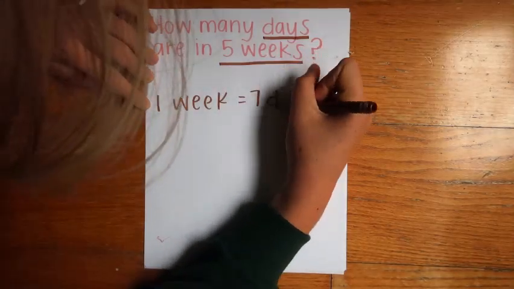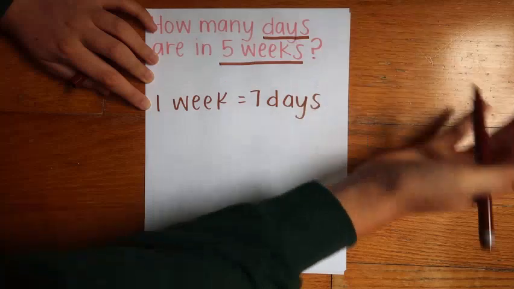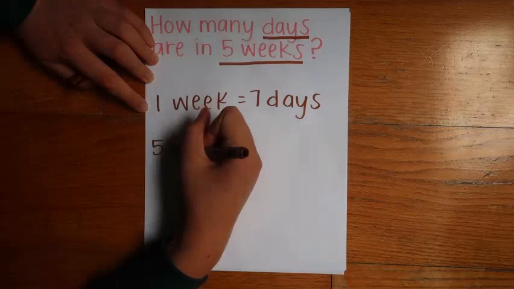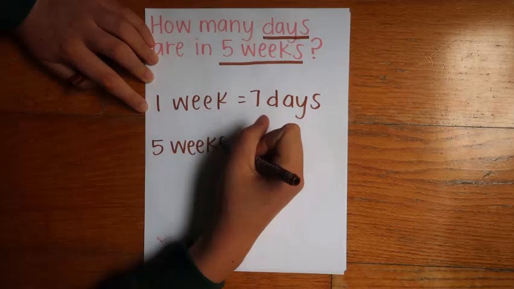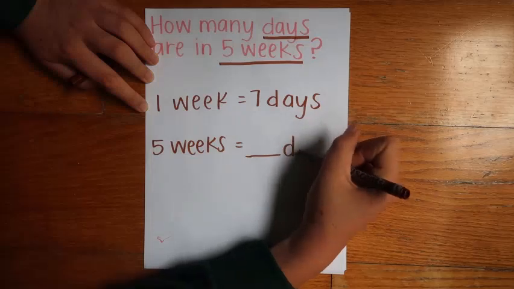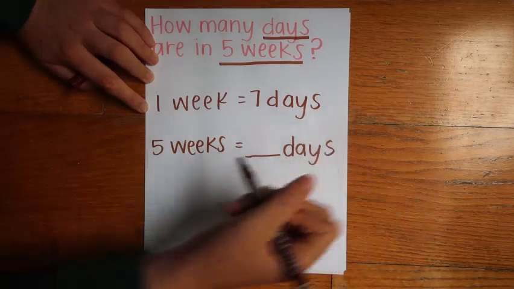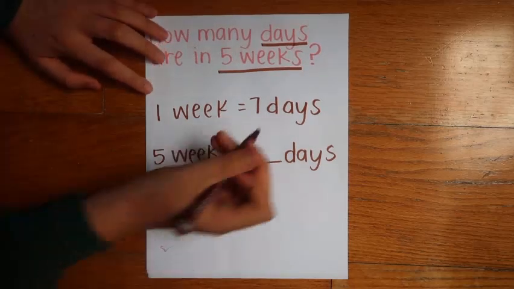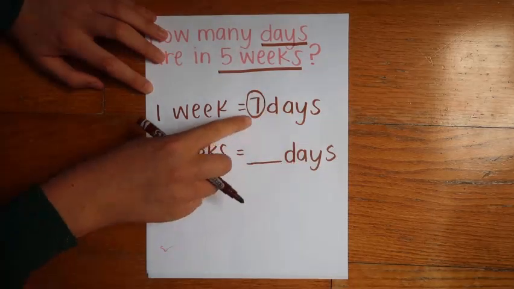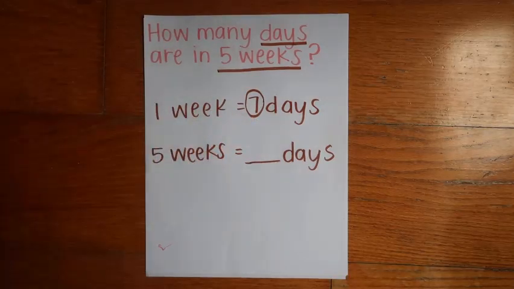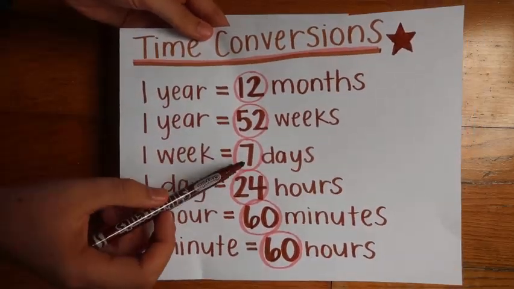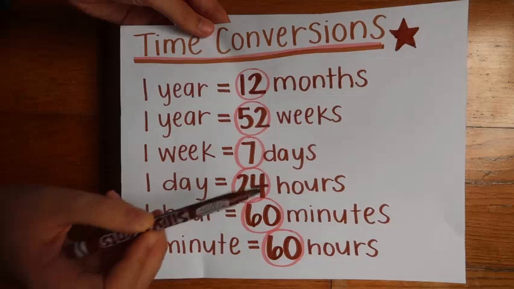equals 7 days. Now the one I'm trying to find is, if there are 5 weeks, how many days is that going to be? Okay. So what I'm going to do is take that magic number. I've taught you a little bit about the magic number in that conversion. That's the number that's not 1 in this conversion. On this piece of paper, I circled it and bolded it so you could see it. 7 is the magic number for weeks and days.